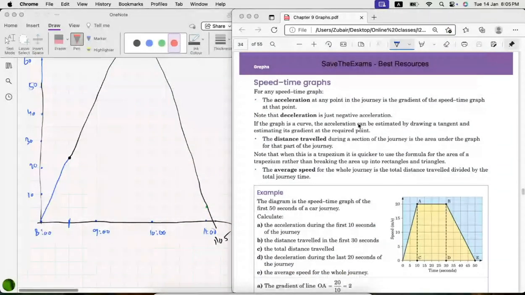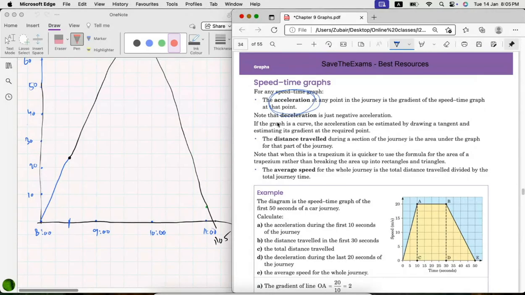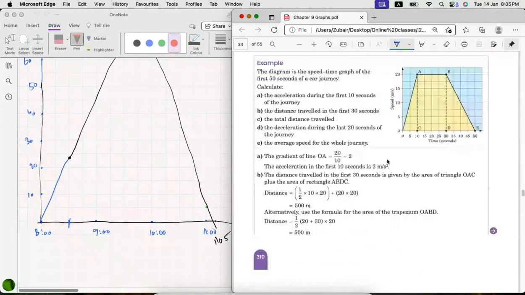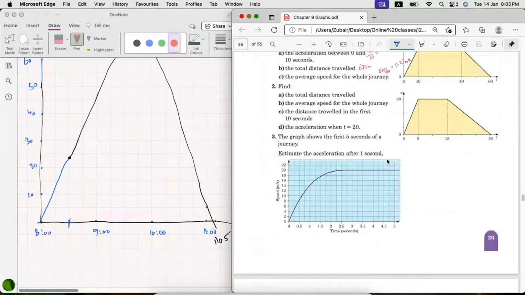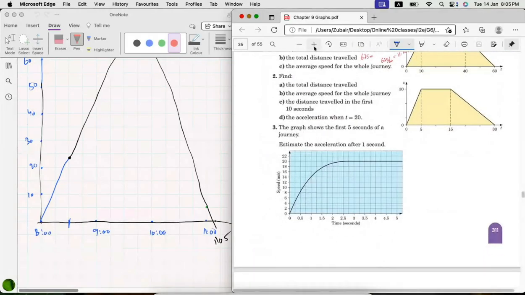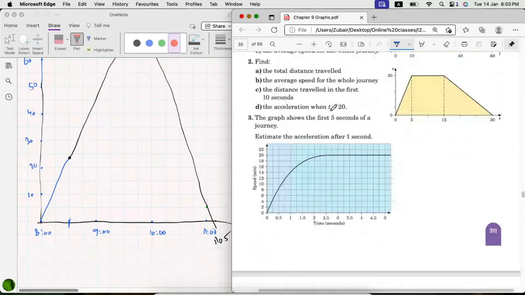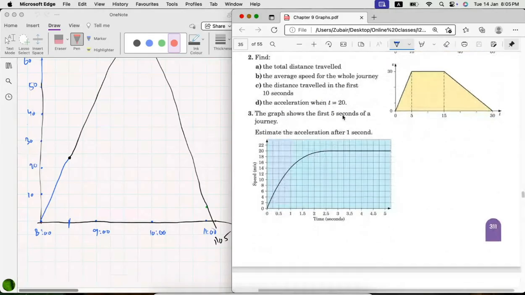There were two things in speed time graph: the gradient will give us the acceleration, and the area under the graph will give us the distance. Find the total distance traveled and the average speed of the whole journey.